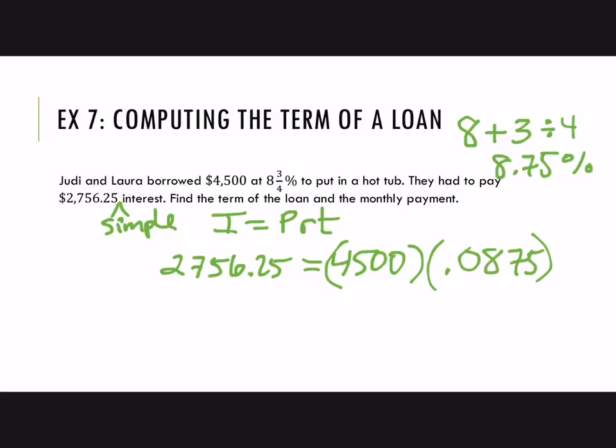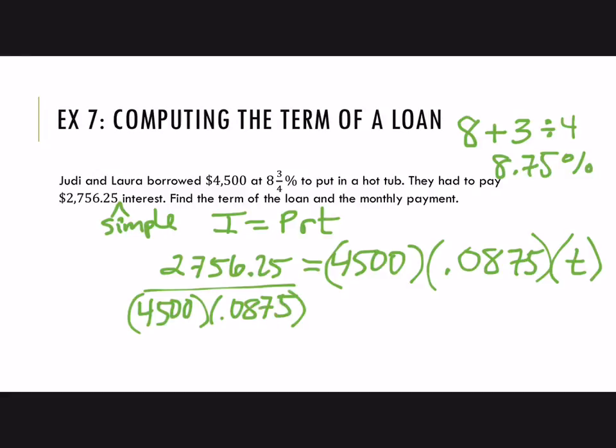Okay, and then the term of the loan, that's what we don't know. So this is times t. All right, so same thing, we could multiply these two and then divide, or I could just right away divide by 4,500 and 0.0875. All right. And that gives that t equals 7. Okay, when you divide that. And notice that this was an annual interest rate, so we can assume that the time is in years as well. So this is 7 years. All right, so that's the first part of the problem.